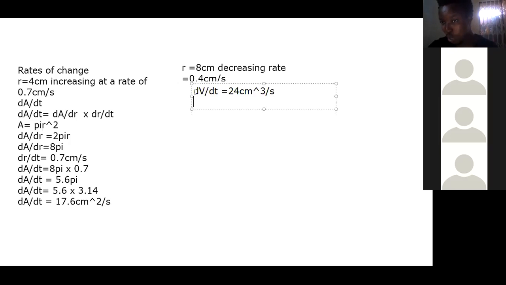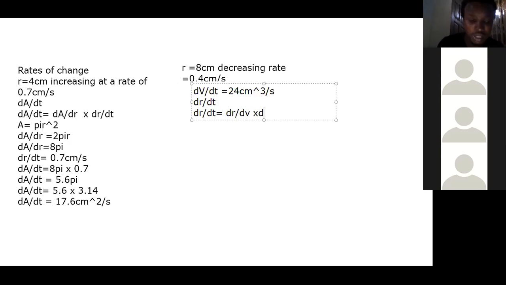Initially, when we started, we were looking for dV over dr. But I just read the question again. The question says you should find the rate of increase of the radius at that time. So you are finding dr over dt. By the chain rule, what would dr over dt give us? It's going to give us dr over dV times dV over dt. Are you getting it now?